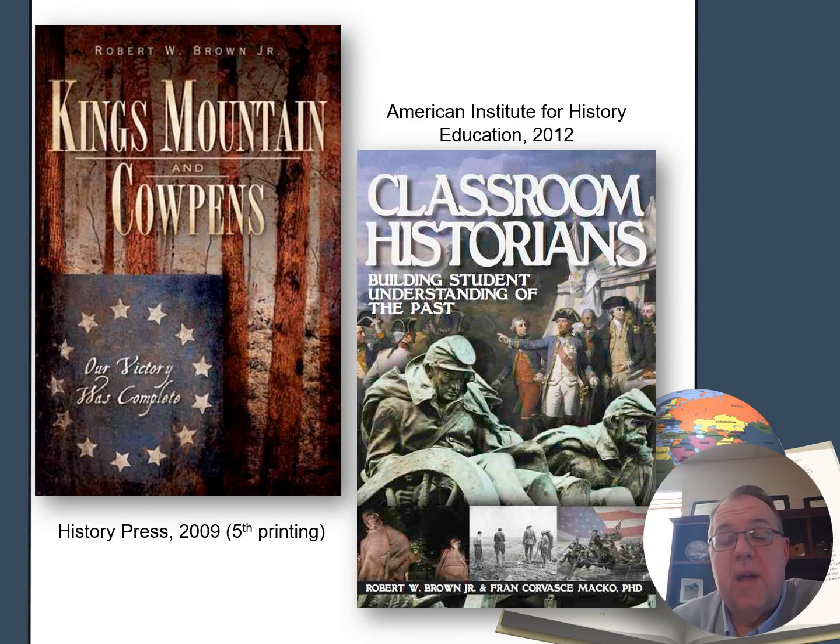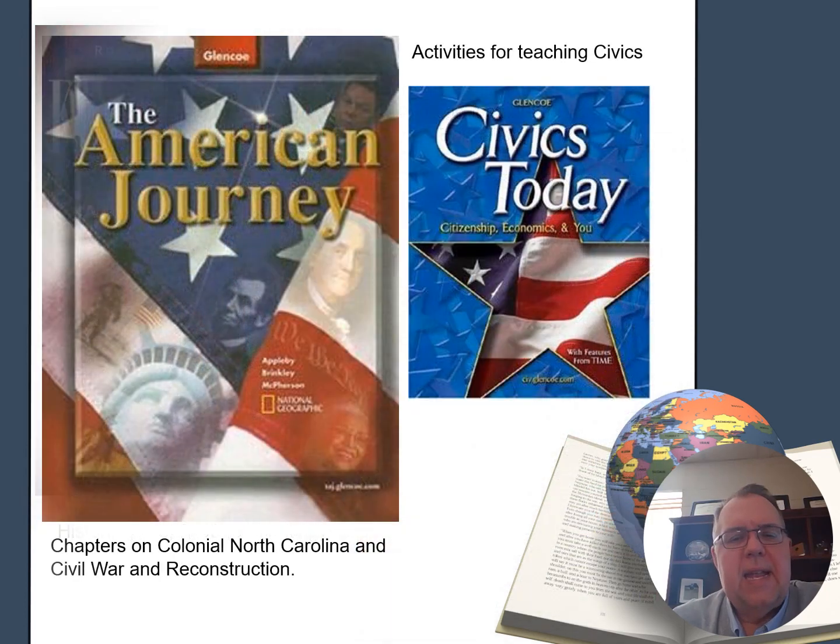The book on the left, the Kings Mountain Cowpens book, is one of the first things I ever wrote. It has been in print since 2009. I think it's in its fifth or maybe even sixth printing now. I just gave a lecture down at Cowpens a little while back for the anniversary with my buddy Fran Macco. We wrote this book, Classroom Historians, about how to get students to use the tools of historians in the classroom. I've also written insert chapters on colonial North Carolina and on North Carolina in the Civil War and Reconstruction for The American Journey, and activities for teaching civics for Civics Today.